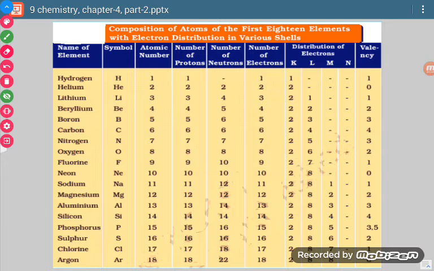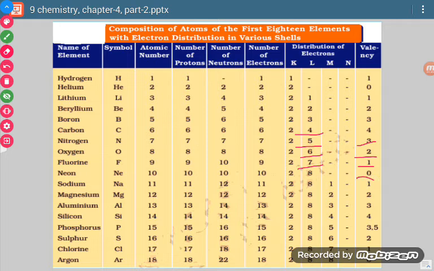Now when we come to those atoms where the number of valence electrons is more than 4, we subtract the number of valence electrons from 8. So for nitrogen it comes out to be 3, for oxygen 2, for fluorine 1, and again neon is a noble gas, so for this it is 0.